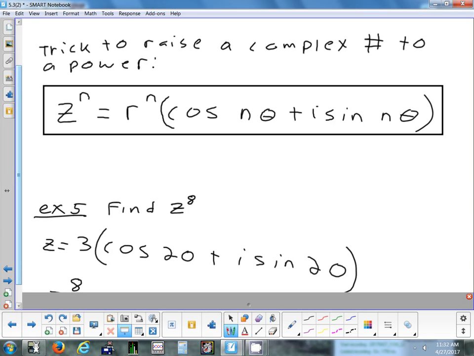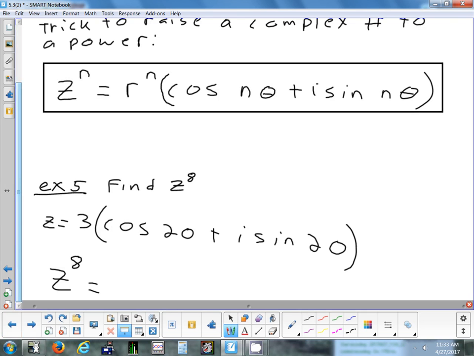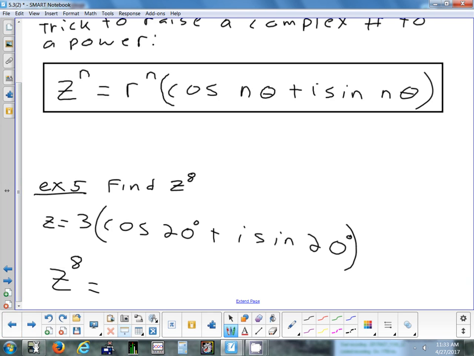So here's the number that I want to raise to the 8th power. It's 3 cosine 20 plus i sine 20. Okay. So to find my radius, what would be the calculation I have to do? Three to the eighth power.